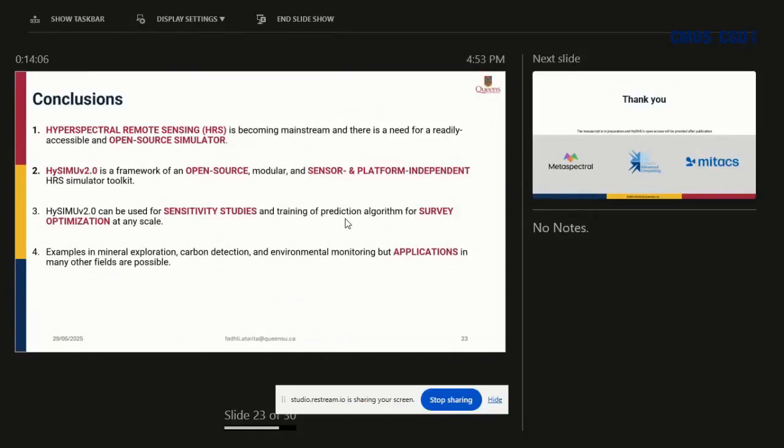Hi. I was wondering if there's a minimum requirement for the DEM, like for the resolution, to be able to do something with that. It has to be at least at the same resolution as the sensor resolution, but better if it's of a higher resolution than the sensor resolution. Yeah. Thank you.